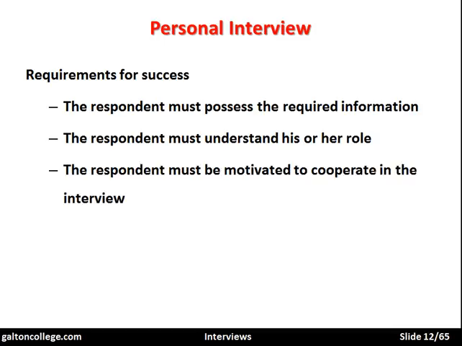And the respondent should be motivated to cooperate in the interview. They should want to cooperate. If they're not motivated to cooperate, they may give erroneous answers. They may give false answers. They may just give the first thing that comes into their head as an answer. It may not be considered. So if they're motivated, they will want to give good, reliable answers. Answers which are true and are considered and are reasonable.